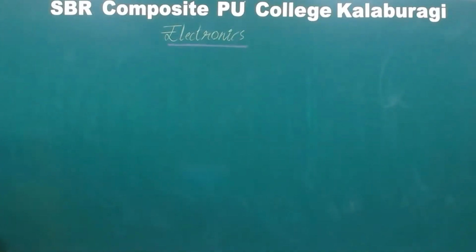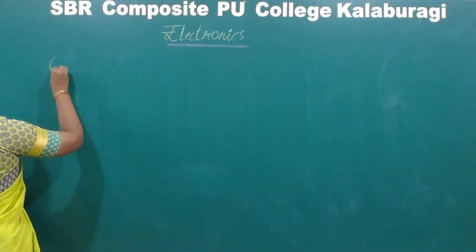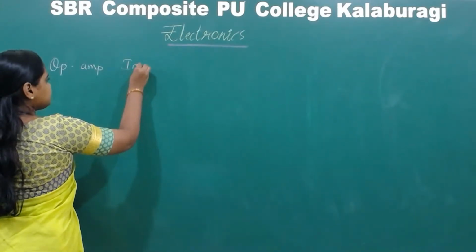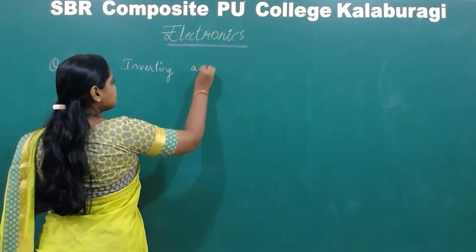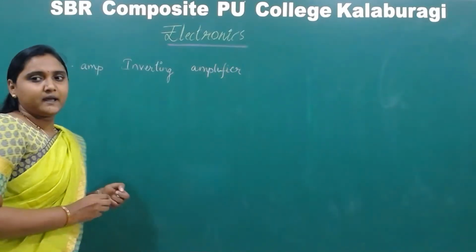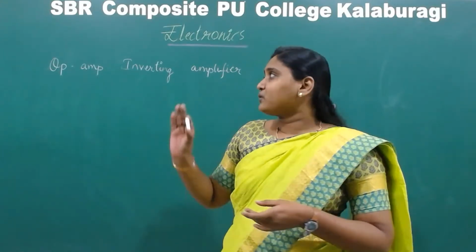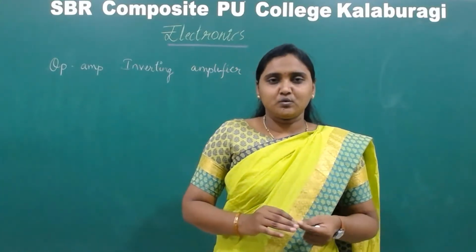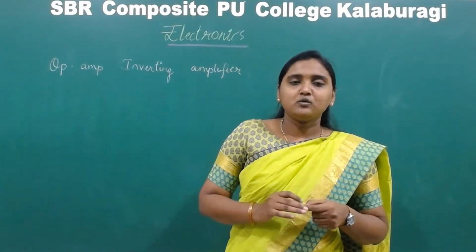So starting with the op-amp inverting amplifier. Basically, what is this op-amp inverting amplifier? The op-amp inverting amplifier is an application of the op-amp wherein the op-amp, connected in such a manner, produces an output signal that is 180 degrees out of phase with the input.